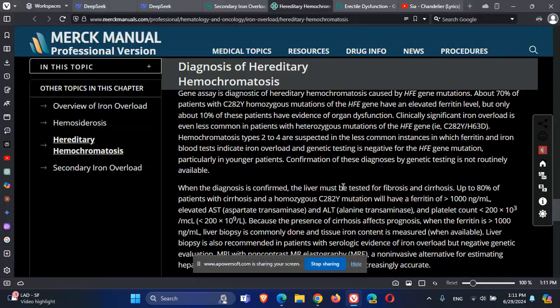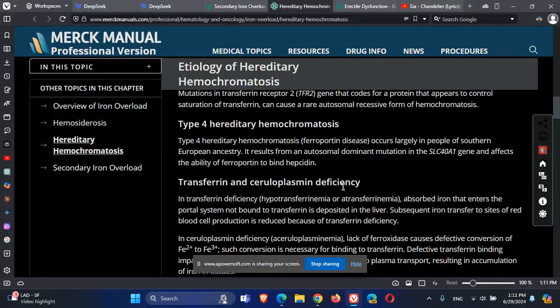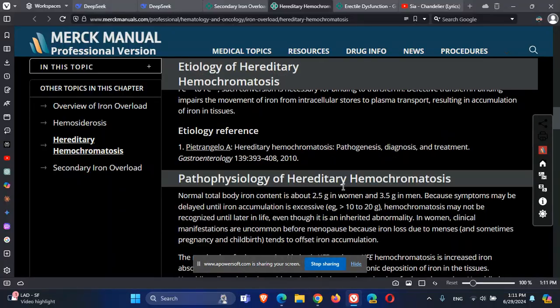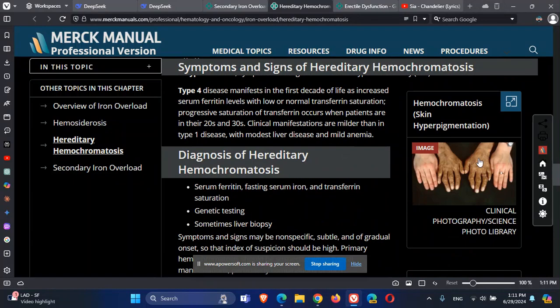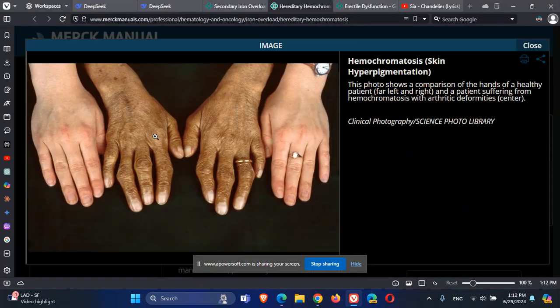Okay. So this was about hemochromatosis using the Merck Manual. Here, by the way, they showed you how a patient with hemochromatosis can have much more hyperpigmented skin than a patient without. This photo shows a comparison of hands of a healthy patient and a patient suffering from hemochromatosis with arthritic deformities. Also, by the way, the joints can be damaged in hemochromatosis.